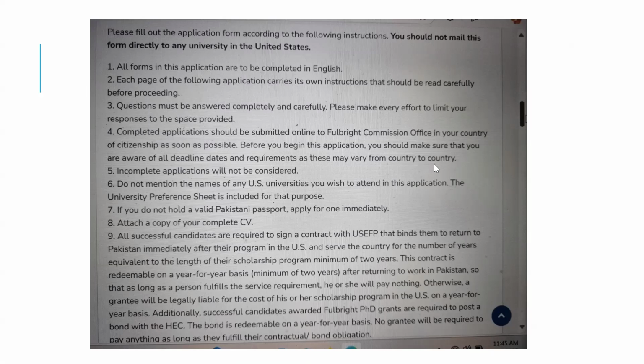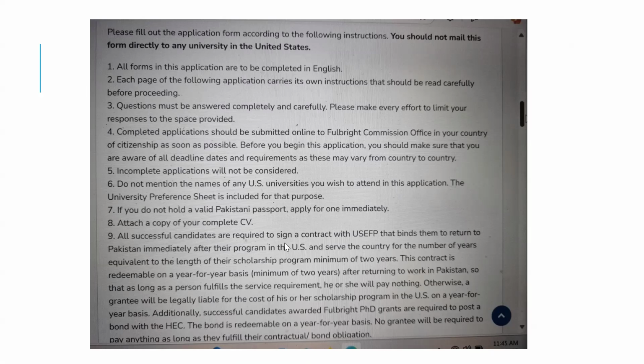So, as I mentioned before, the deadline for Fulbright in Pakistan this year, in 2025, is the 5th of March. Incomplete applications will not be considered. Do not mention the names of any US universities you wish to attend in this application. The university preference sheet is included for the purpose. If you do not hold a valid Pakistani passport, apply for one immediately. So you will need a Pakistani passport for this. Attach a copy of your complete CV.